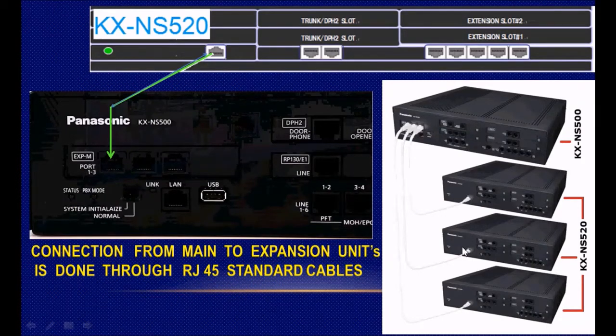Expansion units are connected to the main unit through RJ45 cables. So from each expansion unit to the main unit, we must connect an RJ45 straight cable. A maximum of 3 expansion units can be connected. We have 3 interfaces for 3 expansion units.